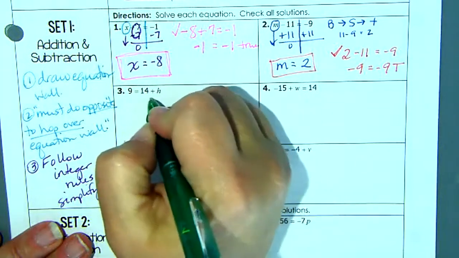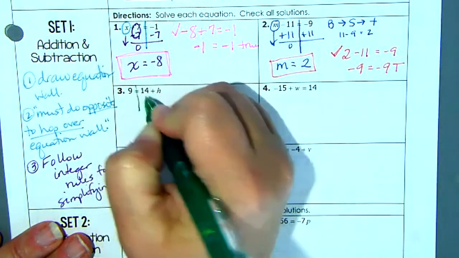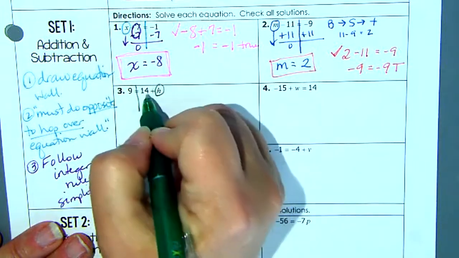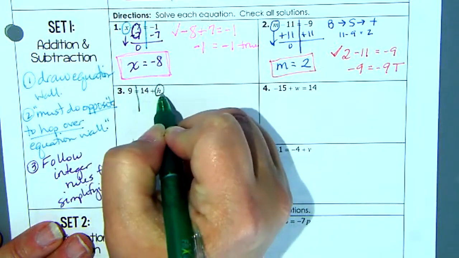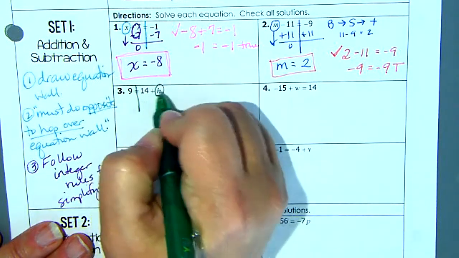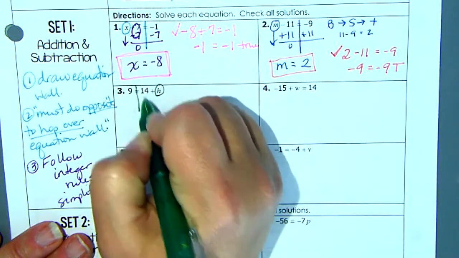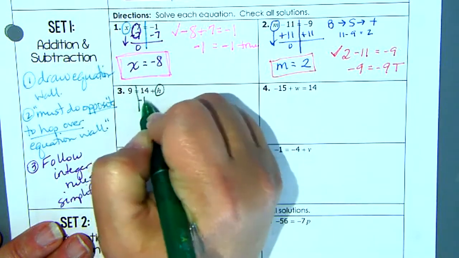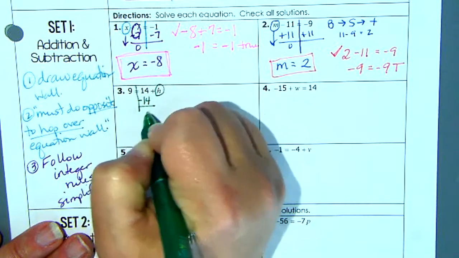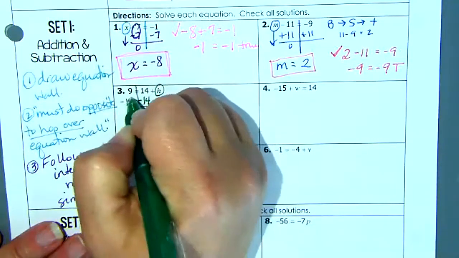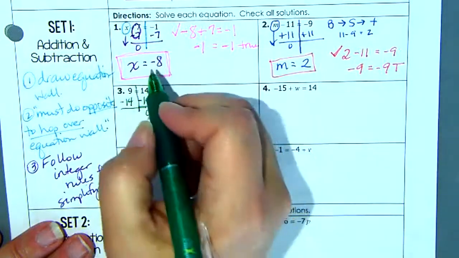Okay, so therefore, I put my equation wall, and I'm solving for h. How is the 14 connected to the h? It's adding. But what I'm trying to do is make it equal 0. So what do I have to do to 14 to make it equal 0? I'm going to subtract 14, or I'm going to add a -14. So what I do to one side, I have to do to the other side, because we have to keep it balanced.